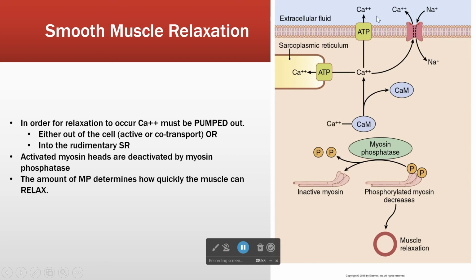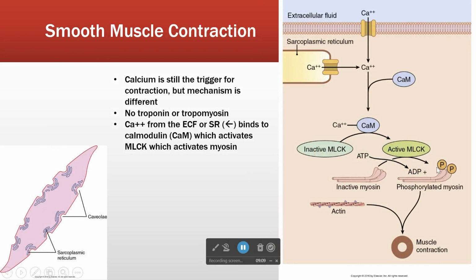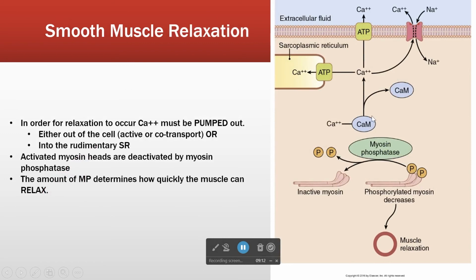Okay, so if we're removing calcium, that means that our calmodulin is going to lose its calcium that's attached. Once that calmodulin loses its calcium, that, number one, inhibits the MLCK enzyme, so phosphorylation stops, and it activates myosin phosphatase, which takes the phosphate molecules off of myosin and turns it into inactivated myosin, which then no longer binds to actin. If we end that actin-myosin binding and interaction, then that smooth muscle relaxes. So still calcium as the trigger, but the processes are different.